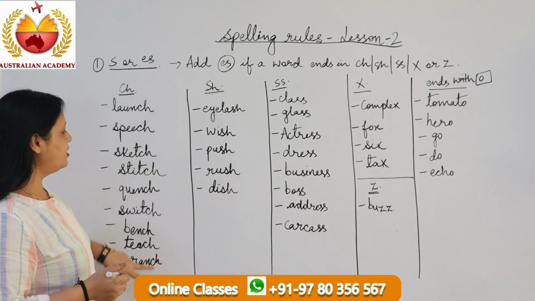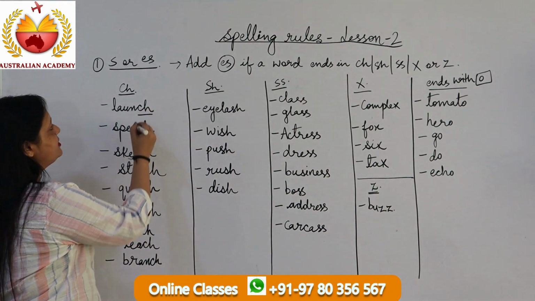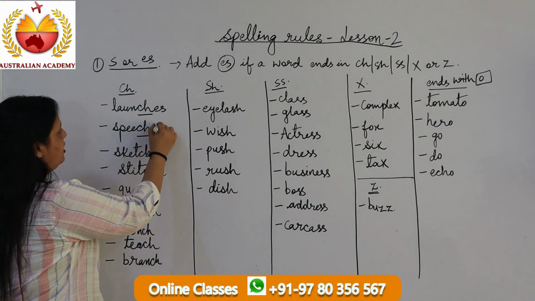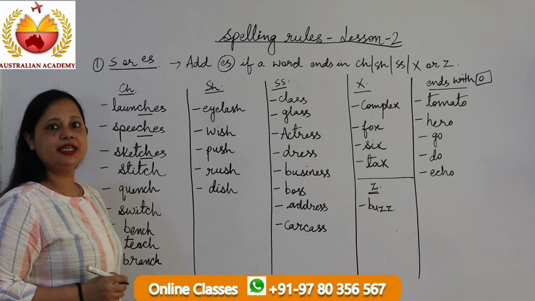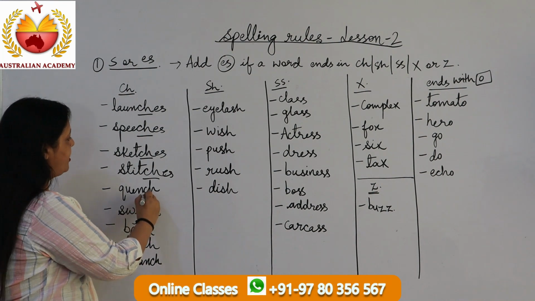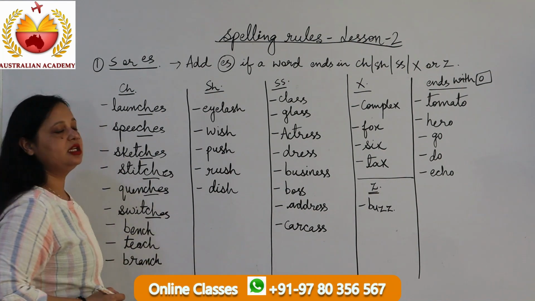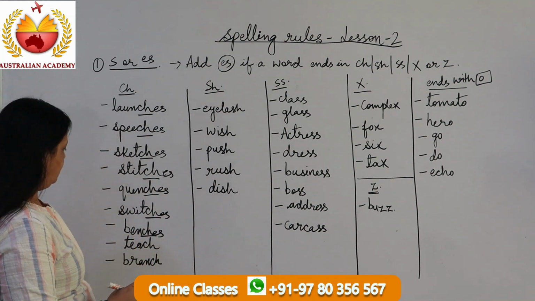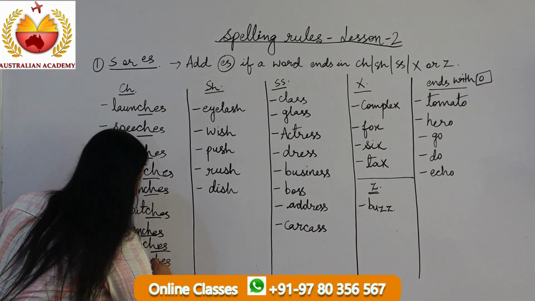Let's say I have taken words that end with ch. Launch, it is ch, so we make it launches. Speech, ch, speeches. Sketch, sketches. Stitch, es, stitches. Quench, es, quenches. Switch, es, switches. Then we have bench, again es, benches. Teach, es, teaches. Branch, es, branches.